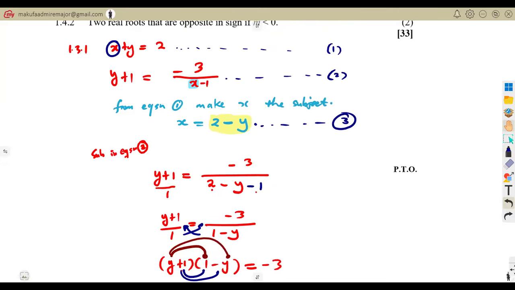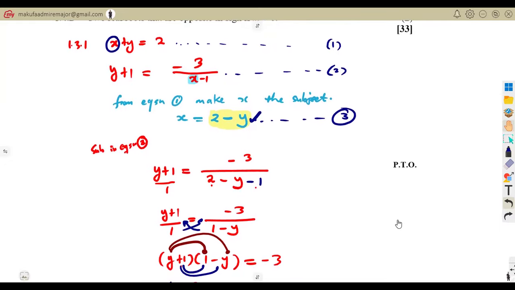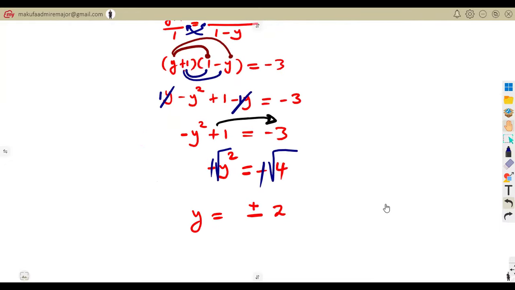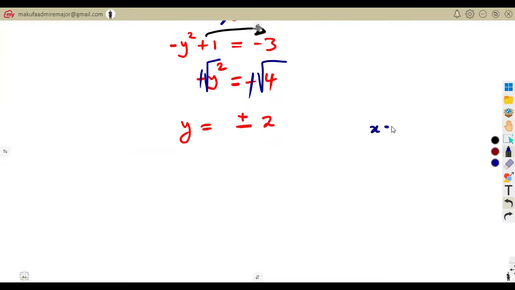But remember that we said x is equal to what? x is equal to 2 minus y. Remember that from equation 3 where we made x the subject. So we can take that now to our advantage, since x is given as 2 minus y, we can have the possible values of x from there. If y is a positive 2, therefore x is going to be 2 minus 2. So x was going to be what? A 0.